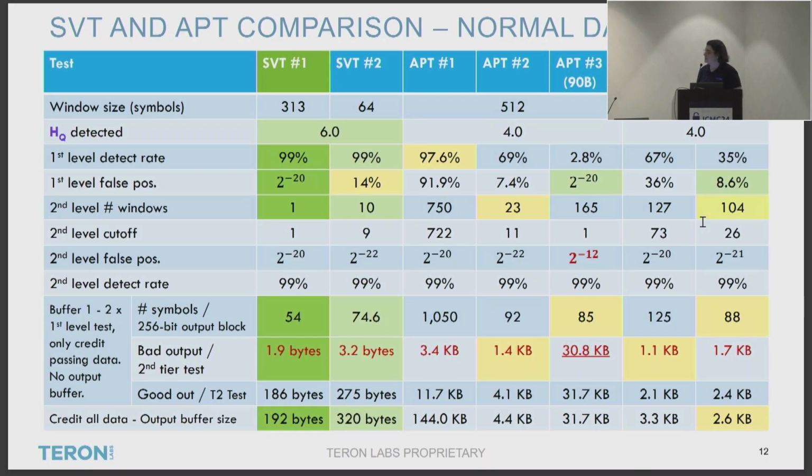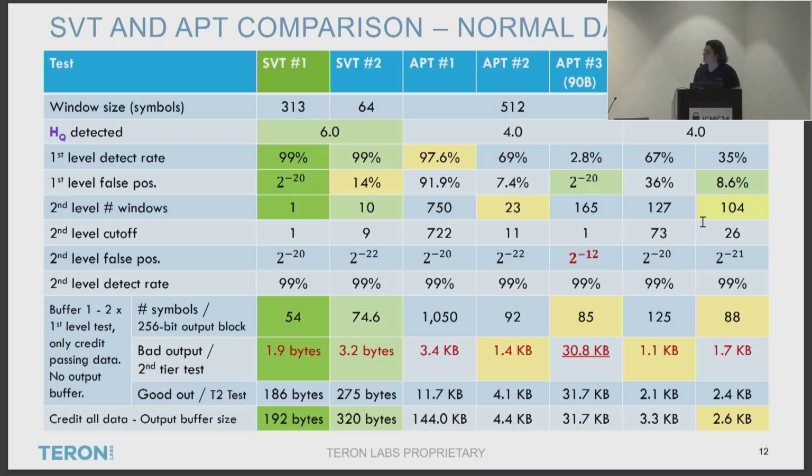So here's my table of numbers comparing the SVT and the APT. I did 2 versions of the SVT. The first one is the one we already looked at with a window size of 313. And the second one, just for fun, I picked a smaller window size to see what would happen with 2-tier testing. It becomes a bit more inefficient just because you're using a smaller window size and then you have to do the 2-tier test. And then I have 5 different APTs there.